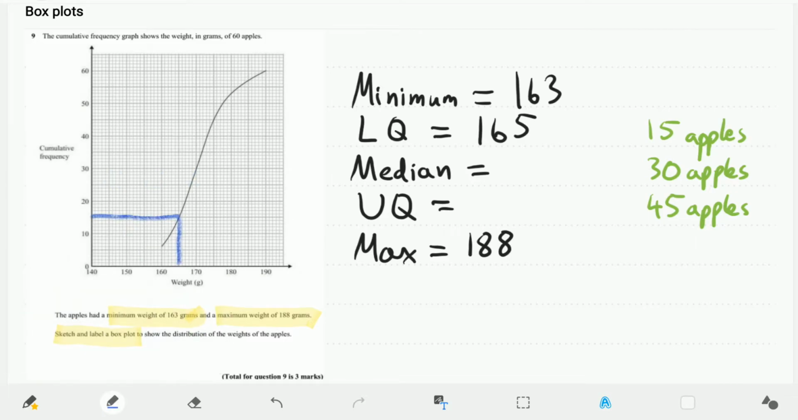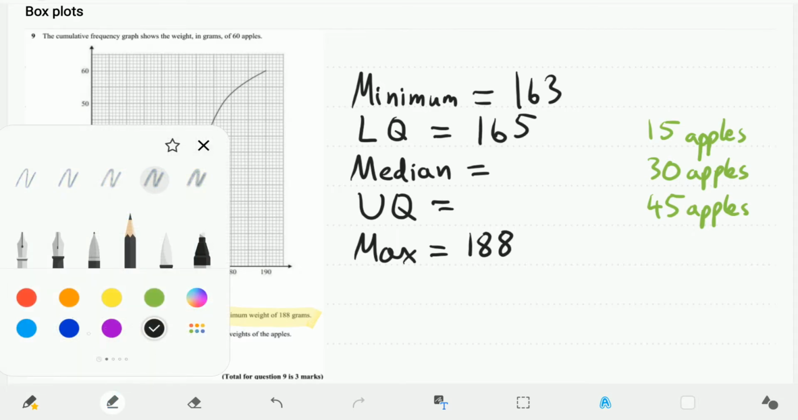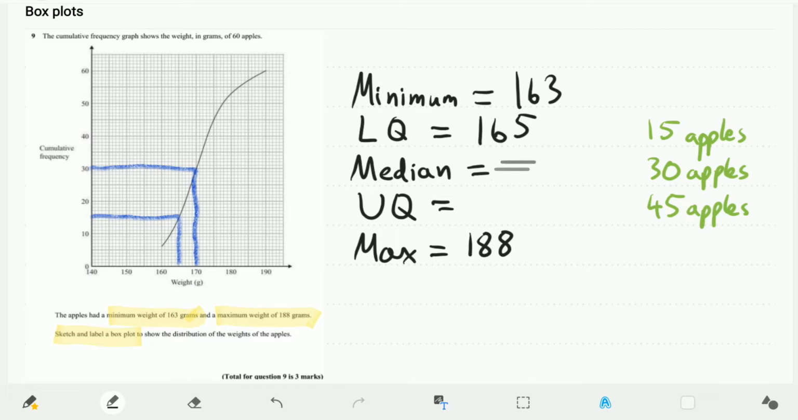Next we'll look at the median, which is at 30 apples. So if we go to 30, go across where it touches the graph, go all the way down. Now in your exam, please use a sharp pencil. I'm just doing it with this to show you what it could look like if you didn't have a sharp pencil, and look how it's covering more than one square, so obviously there's a chance of getting it wrong. However, I knew beforehand that the answer was going to be 170, so I will write that down.